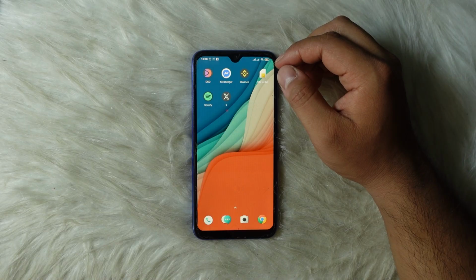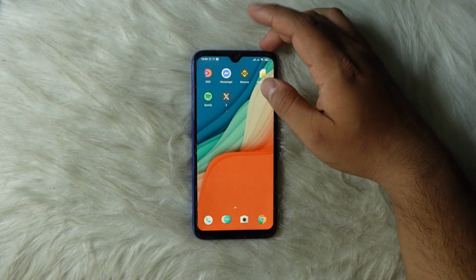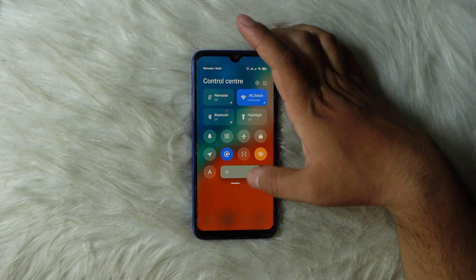is solved. Alongside that, what you'll also need to ensure is that you are not connected to any sort of VPNs. If you are, make sure you disconnect. So that's pretty much all there is to it.